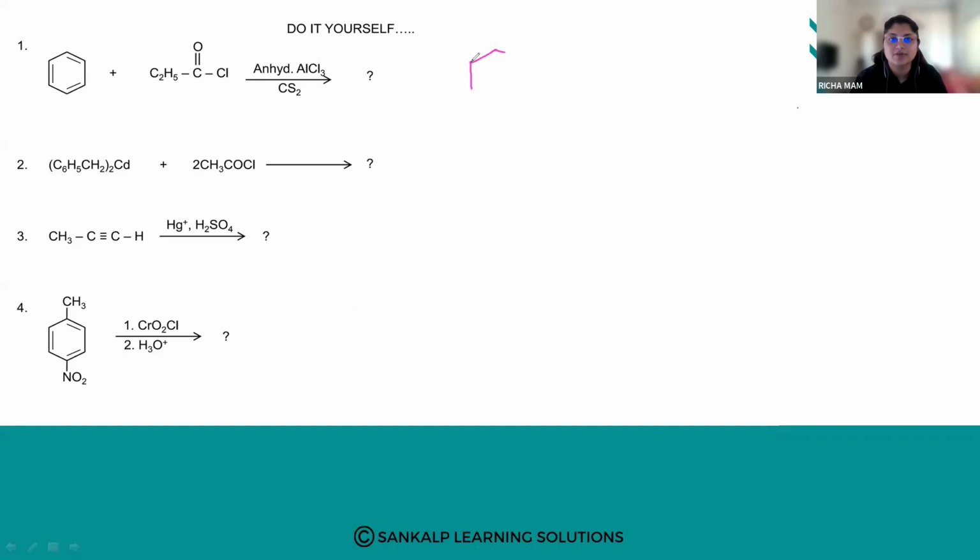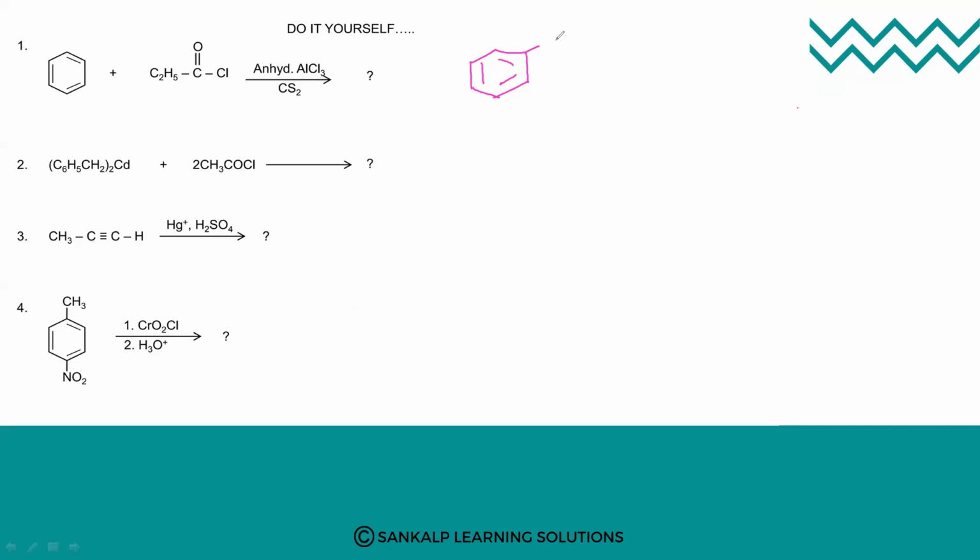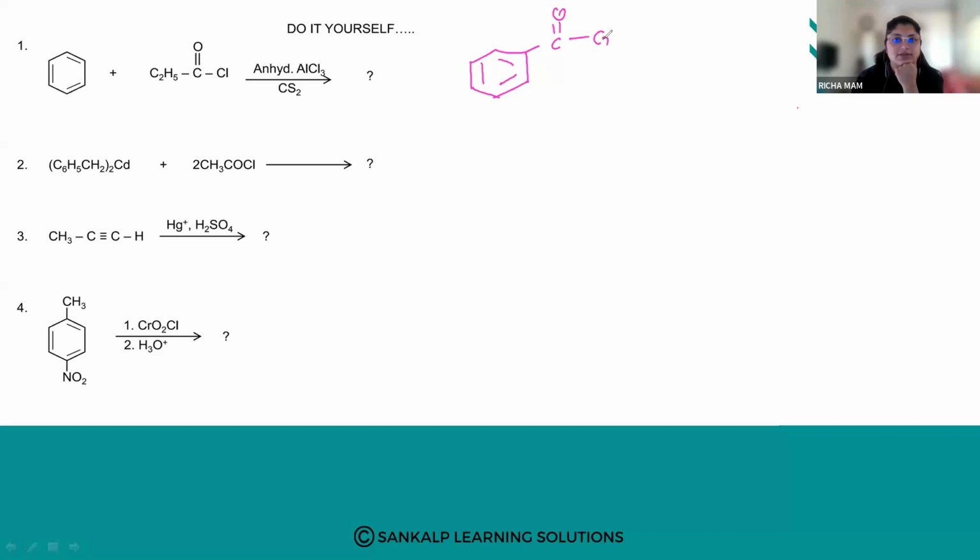First one, benzene, then C single bond, C double bond O, single bond C2H5. So this is the product obtained plus HCl. So this is a Friedel-Crafts reaction. So rest all questions are the same. Okay, fine. So what's the time?